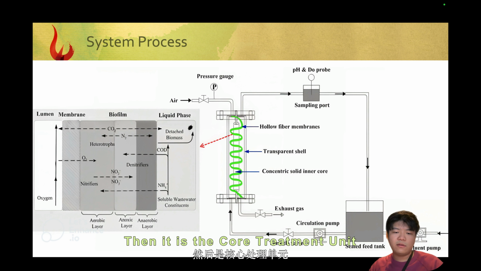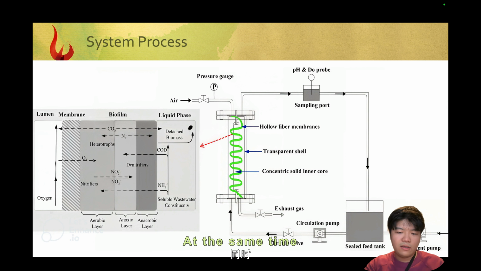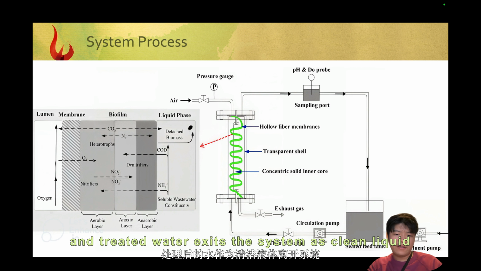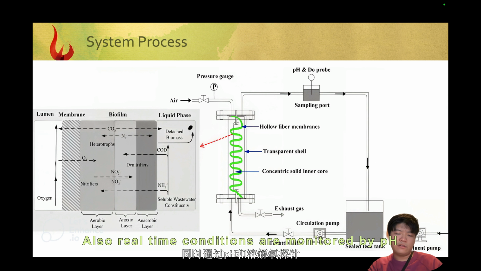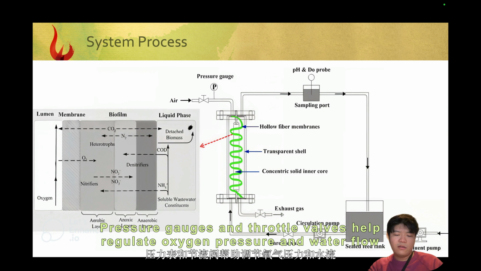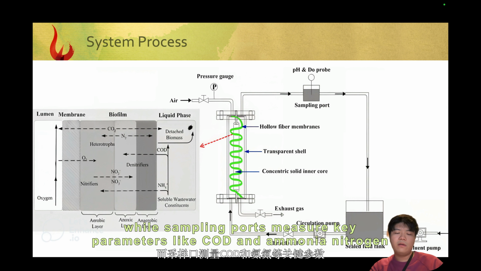Then comes the core treatment unit, which has been introduced in the former part. At the same time, the nitrogen and CO2 are expelled through the exhaust system, and the treated water exits the system as clean liquid. Also, real-time conditions are monitored by pH and dissolved oxygen probes. Pressure gauges and throttle valves help regulate oxygen pressure and water flow, while sampling ports measure key parameters like COD and ammonia nitrogen.